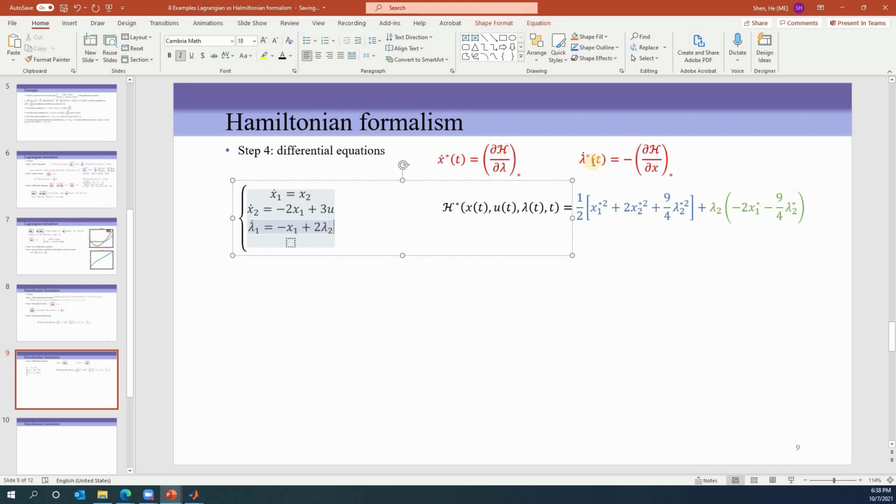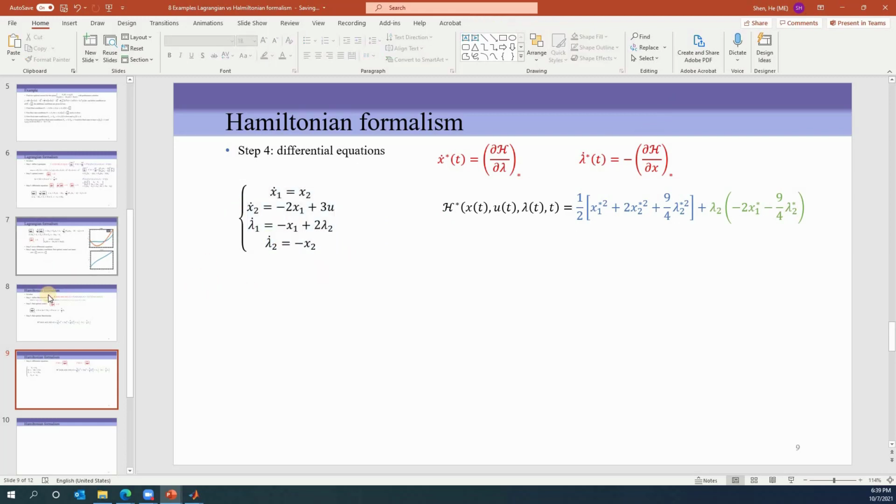The last equation is about lambda 2 dot. Lambda 2 dot will be equal to negative partial h, partial x2. Let's see what that is. The first term over here will give us x2. The second term, we do not have an x2. With a negative sign. Don't forget this is a negative sign.